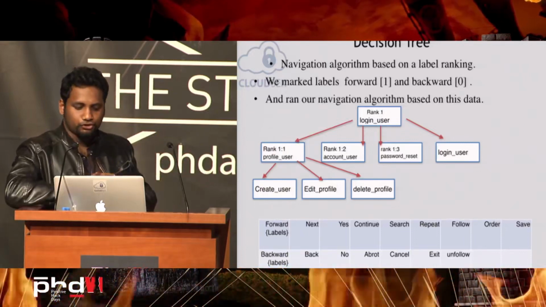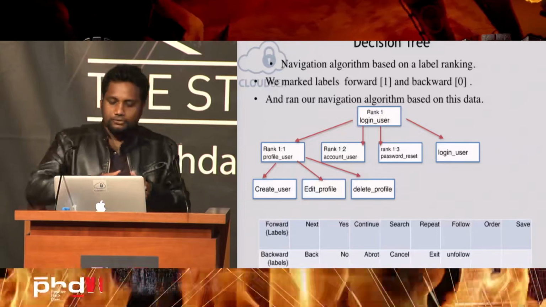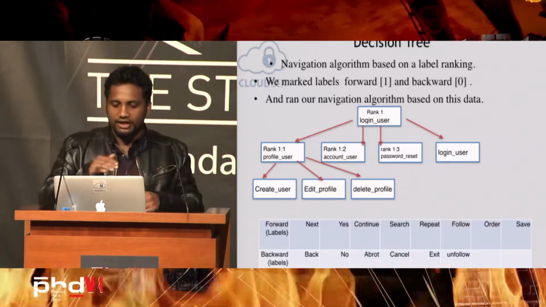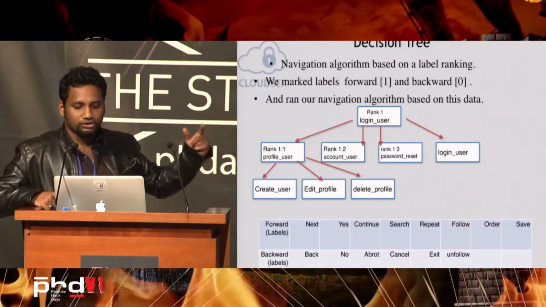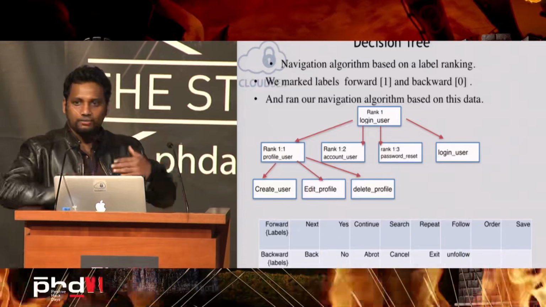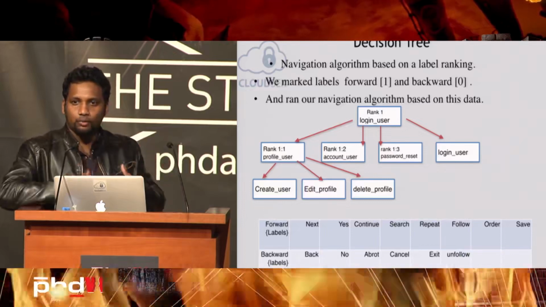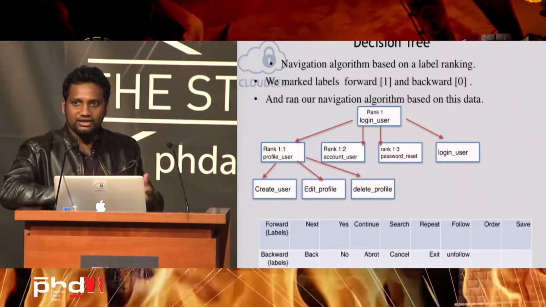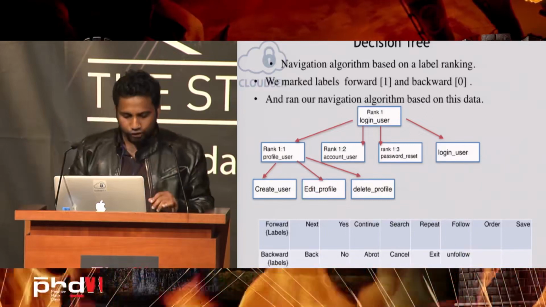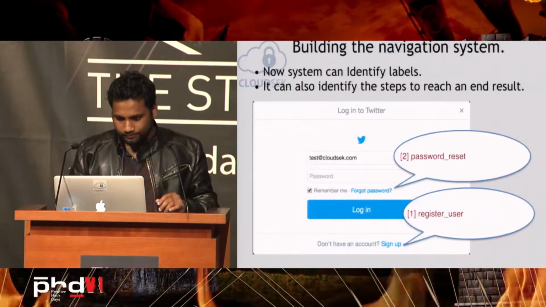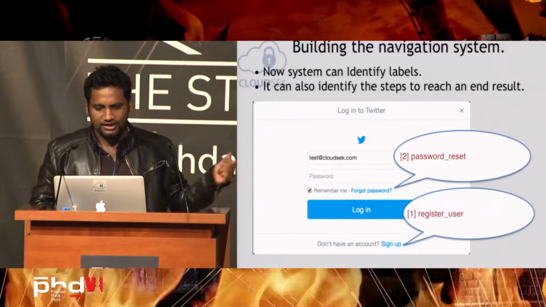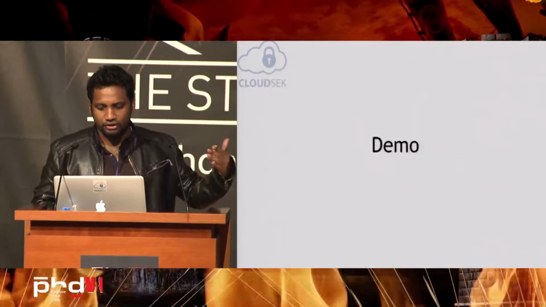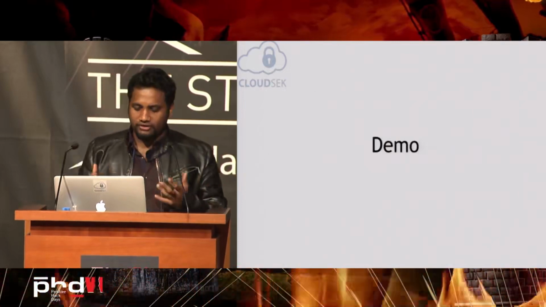If the application is supposed to stop or abort there, it would choose this option. So this way, we were able to make the application move forward and interact with the application it's testing in a more human-like way. I'll show you the demo. Basically, now the system was able to identify labels. It can also identify the steps it should take to reach a particular destination.